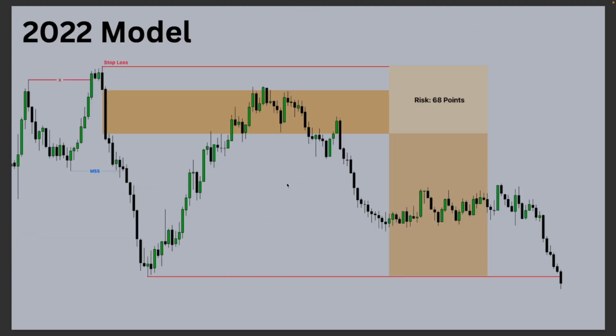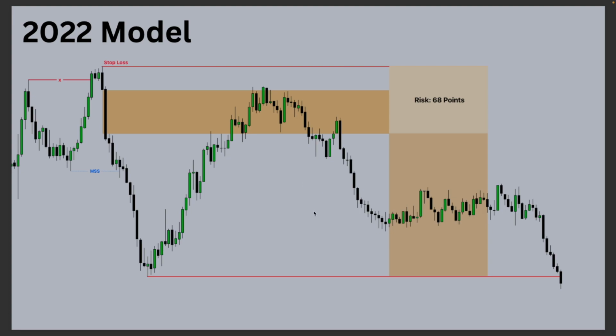Let's do one more example just to jam it in your guys' head so you guys really understand what I'm saying. This is a great example of large displacement, right? So we have this large fair value gap, and you can see the risk here, if you were to use the 2022 model on this fair value gap, would be 68 points. That's a lot of risk to take on with just a limit order here, okay?